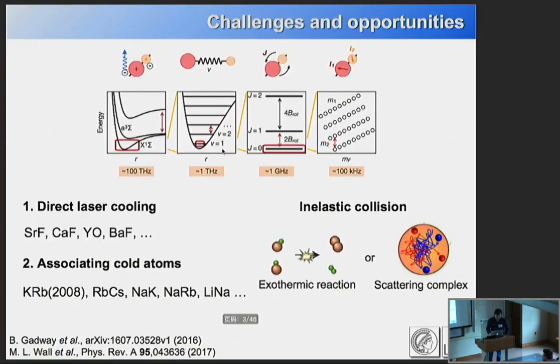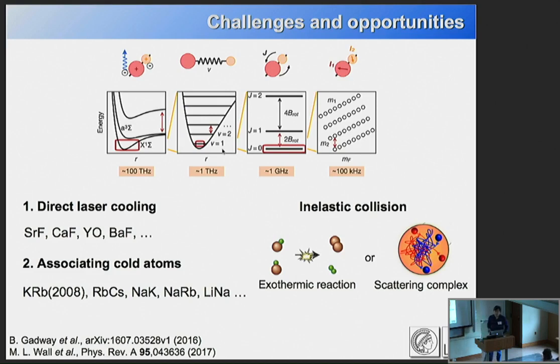I don't need to give a very broad introduction, because you already heard a lot of exciting introductions. Just to say, the molecule has a very rich internal degree of freedom, like electronic levels, vibration, rotation, and hyperfine structure. This poses challenges, but also opportunities to researchers. For example, it was very hard to laser cool molecules, but in just the recent 5 years, you see a lot of laser cooled molecules, even in tweezers and magnetic traps.